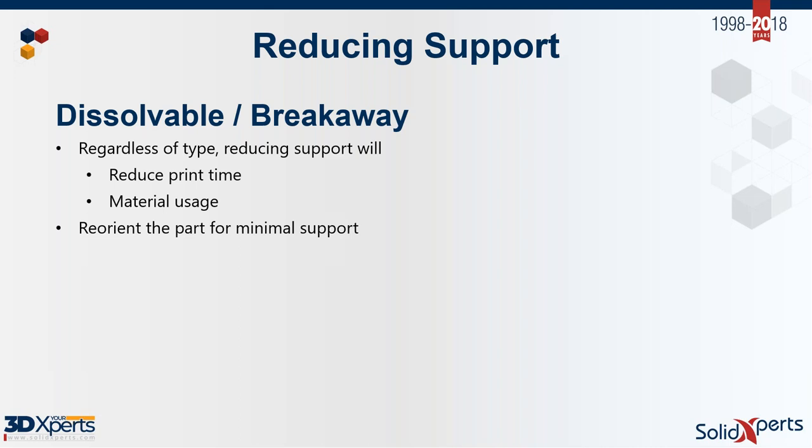This is difficult sometimes because you may orient a part for minimal support, but then the part isn't as strong as it could be, given the orientation, the Z layers and everything else about the print. Do you use the support and have a strong part, or do you alter the print for a faster print time but potentially a weaker structure? And again, you will have to find the balance between time, money, and the application used.